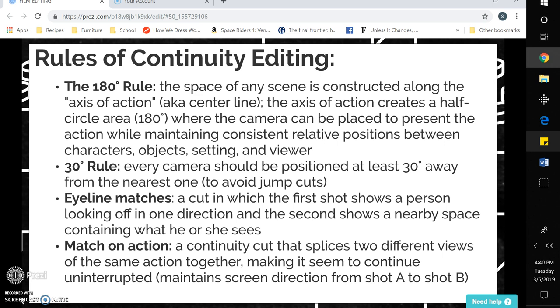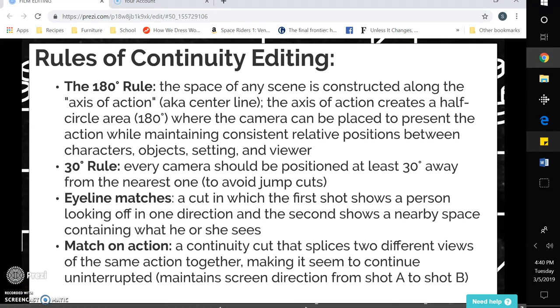The 180-degree rule essentially states that any scene filmed in a movie has an axis of action or a center line. This is a line that runs through the center of the action and creates a half circle area on either side, a 180-degree half circle area, where the camera can be placed to present the action and maintain consistent relative positions between characters, objects, settings, and the viewer.